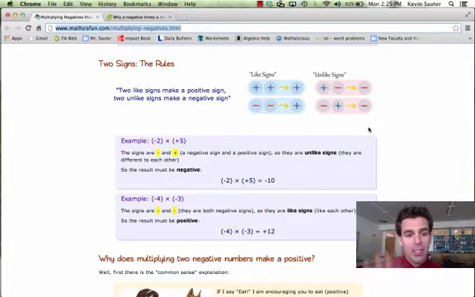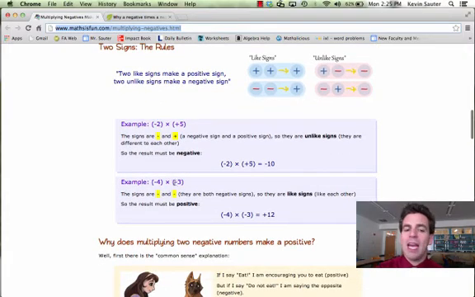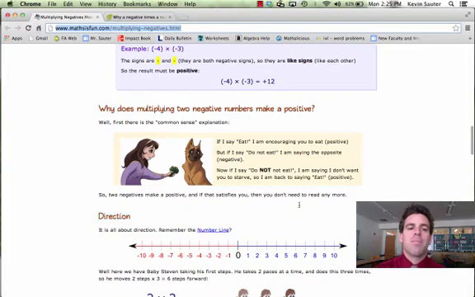Here are their examples. They said negative 2 times positive 5. Those are unlike signs because we have a negative and a positive, just like right here. So a negative and a positive is a negative. Right here we have a negative and a negative, so we have like signs. So when we have like signs, we'd say that negative 4 times negative 3 is positive 12. But let's go a little further than that and actually understand why.